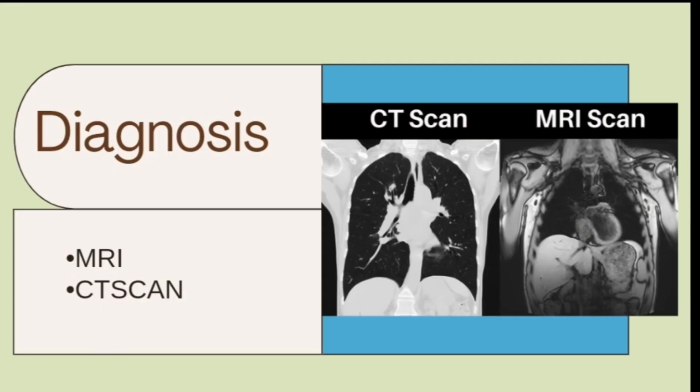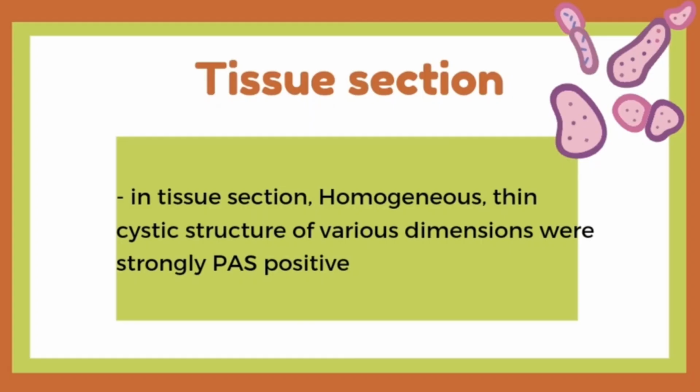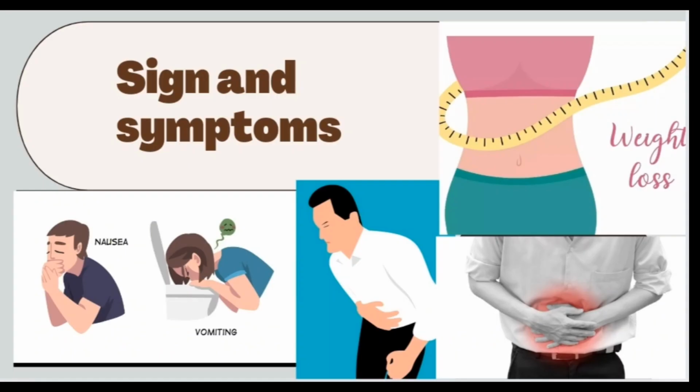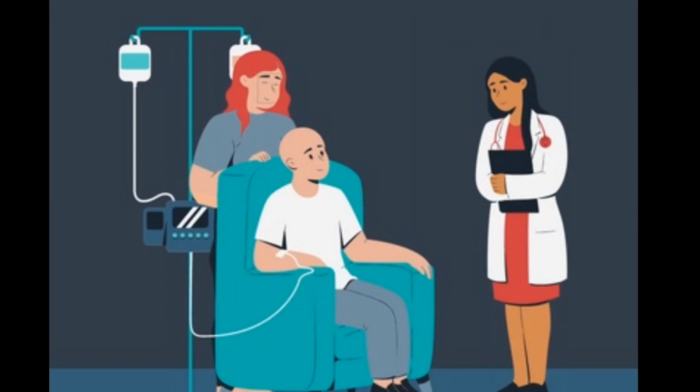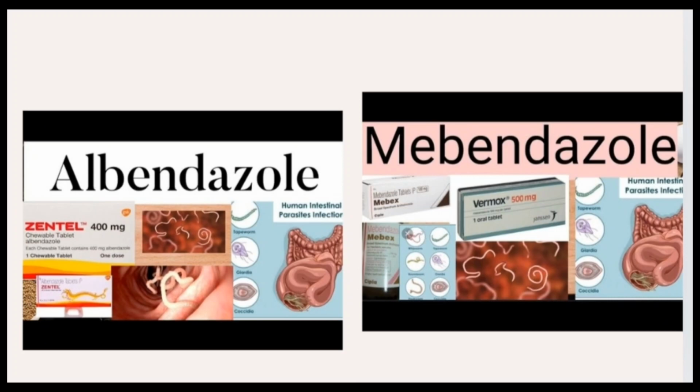For diagnosis, we have imaging techniques like MRI and CT scan, and tissue sections show homogeneous thin cystic structures of various dimensions that are strongly PAS positive. Signs and symptoms include nausea and vomiting, abdominal pain, and weight loss. The treatment includes surgery. Surgical removal is possible as there is no capsule. Chemotherapy has to be given following the surgery. Mebendazole and albendazole are the drugs of choice. Usually, the prognosis is very grim.